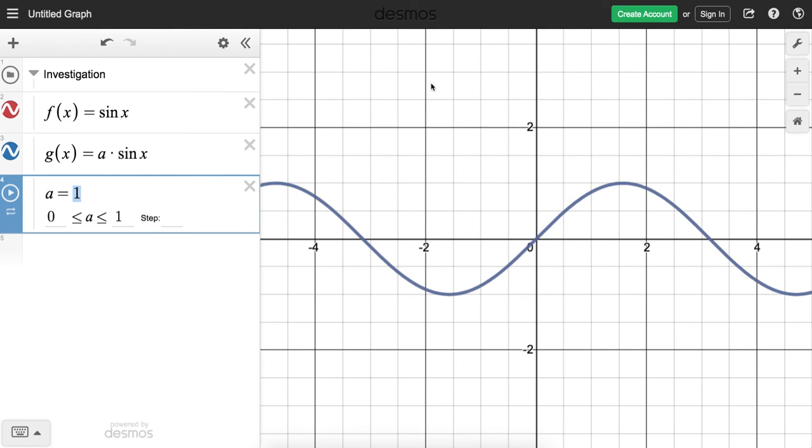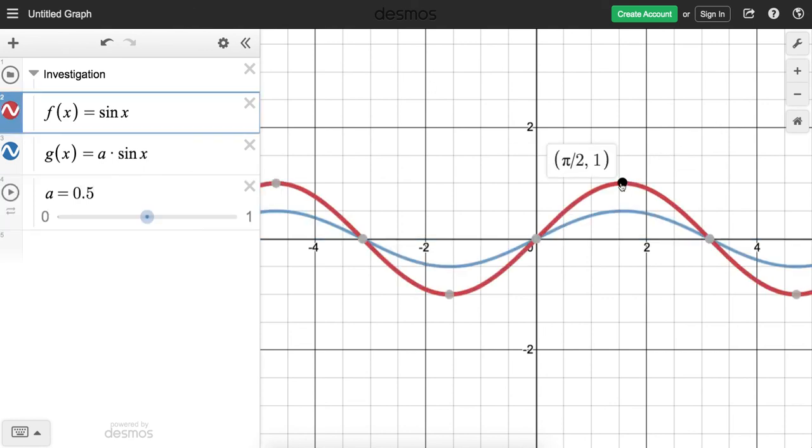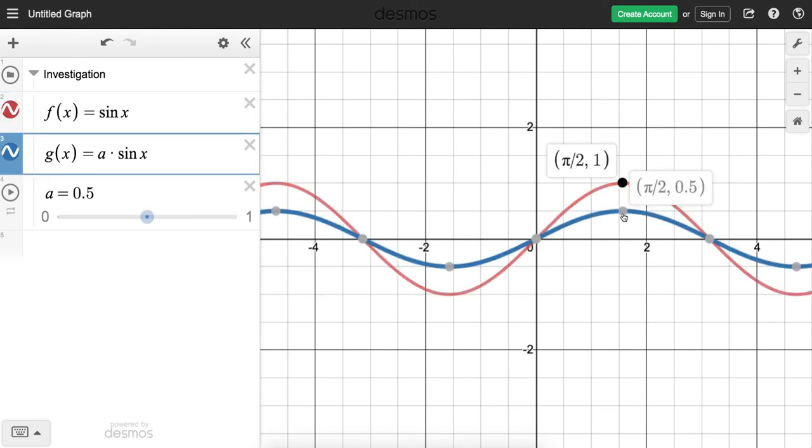And I know that a half is between 0 and 1. So now our original graph is in red. It's 1 unit away. When x is pi over 2, it's a y value of 1. Now let's look at this 1/2 sine of x. At the same value of x, our y coordinate is now half of what it used to be.